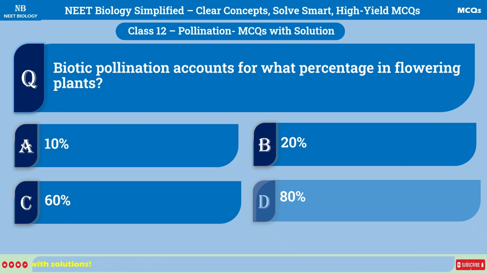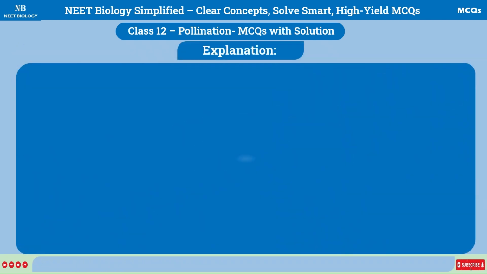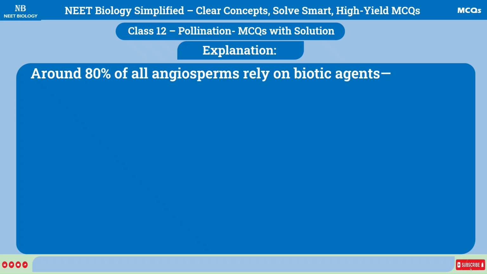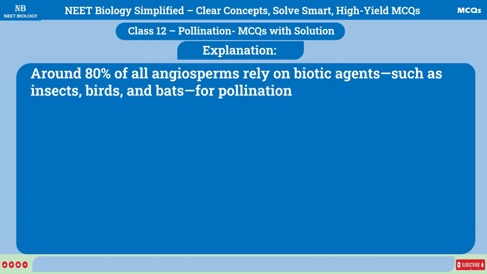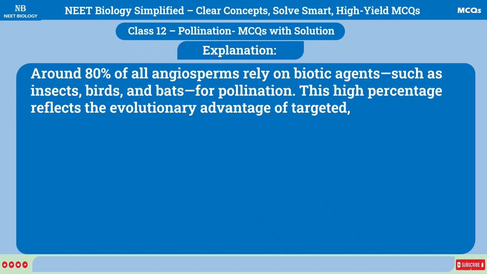Correct answer is D. 80%. Explanation: around 80% of all angiosperms rely on biotic agents, such as insects, birds, and bats, for pollination. This high percentage reflects the evolutionary advantage of targeted, efficient pollen transfer.